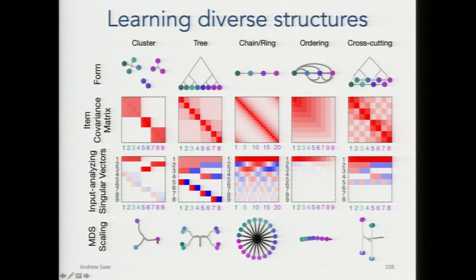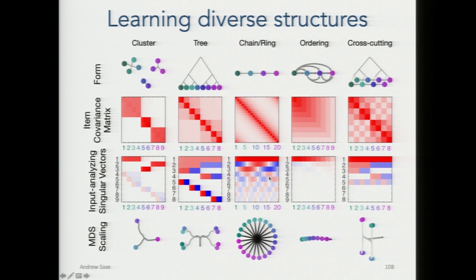If you look at this tree example, you have ultrametric structure in your covariance matrix. That's diagonalized by Haar wavelets. So these basically respect the structure of this tree. You can see the first one is what's common to everything. The next one splits off the top level distinction and so on down the hierarchy. So at the level of learning dynamics, you again see the tree structure unfold over the course of learning. Chains yield Fourier modes as their representation.